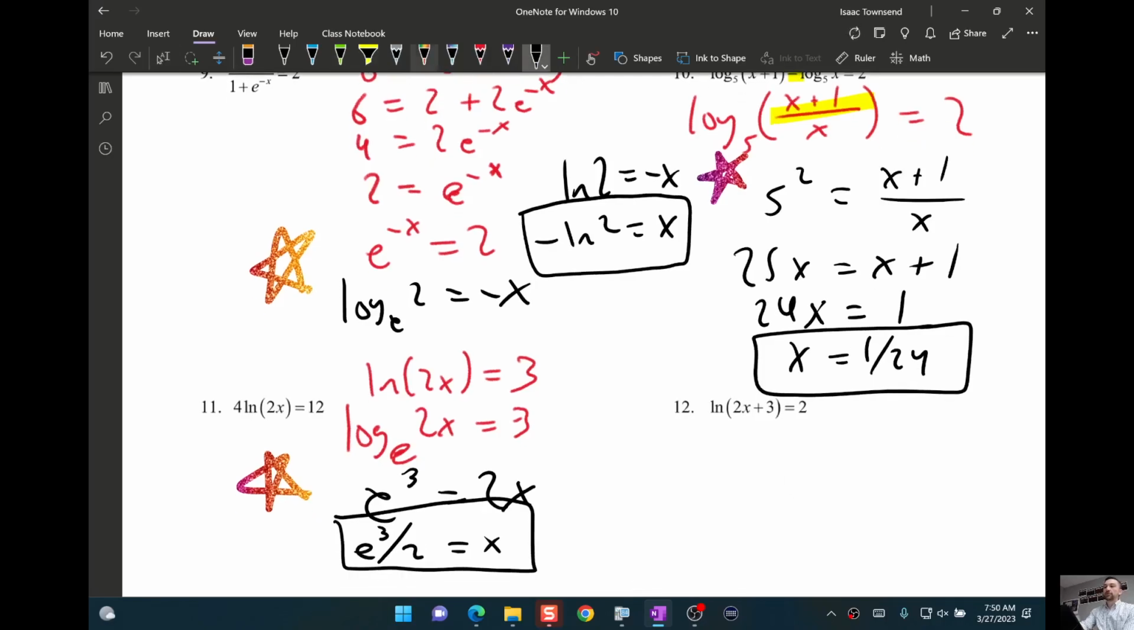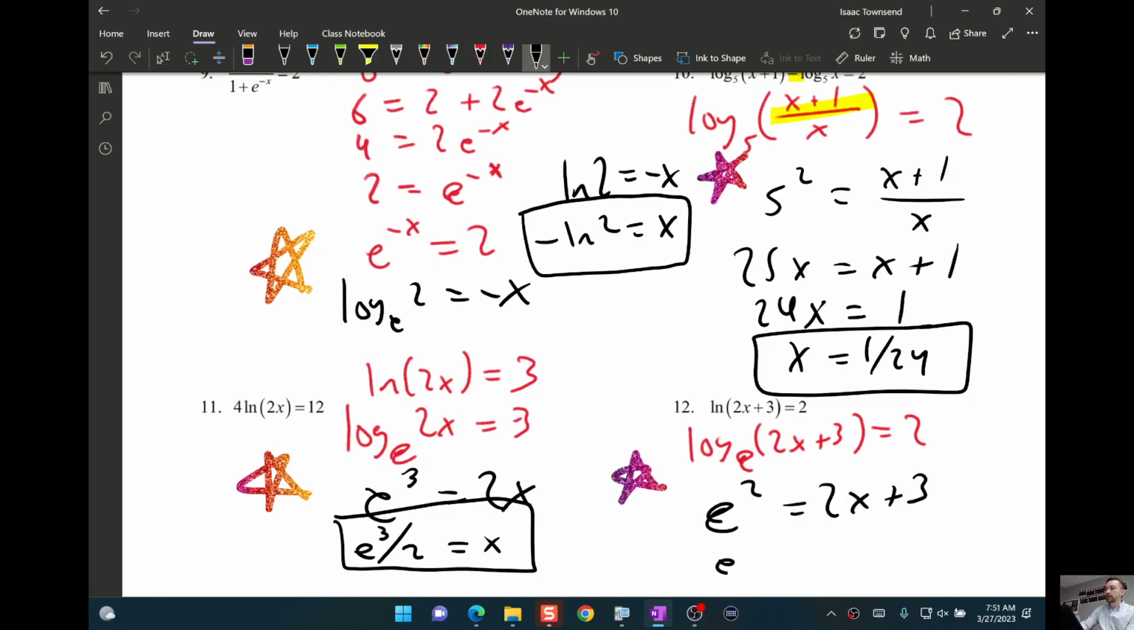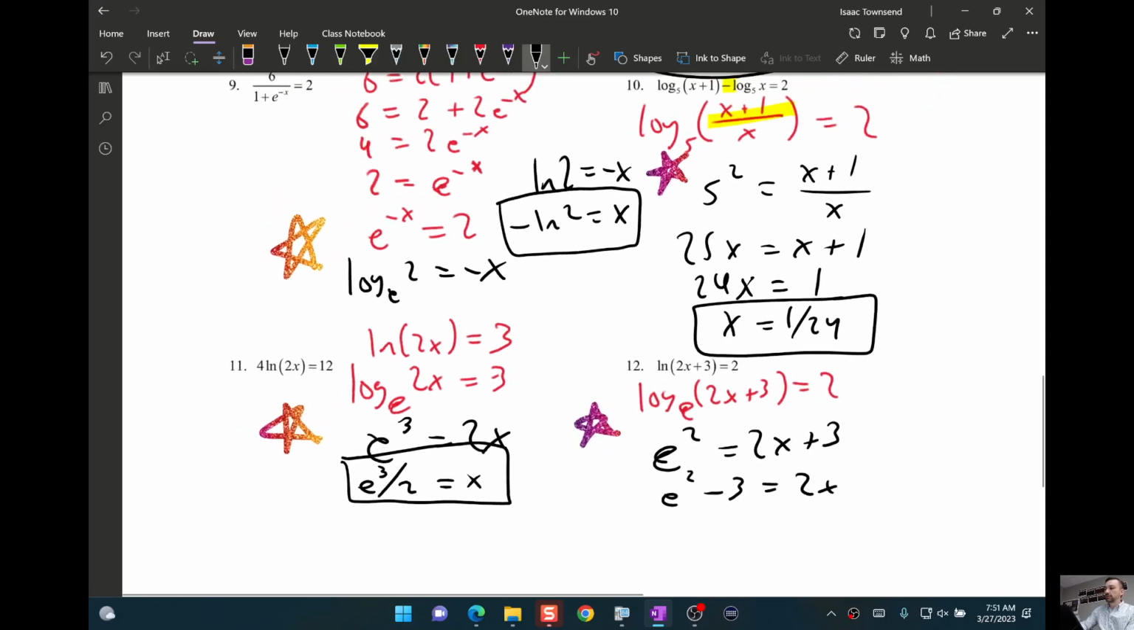And number 12, I didn't start number 12 because if you know to switch the form, then you're pretty much done. Again, natural log means log base e, so if you feel more comfortable writing it like this, then do that. Switch the forms, so this would now say e squared is 2x plus 3. Undo a plus with a minus, and undo a times 2 with a divide 2.